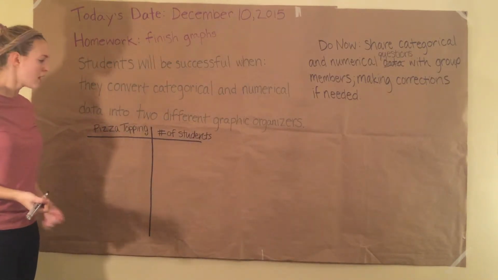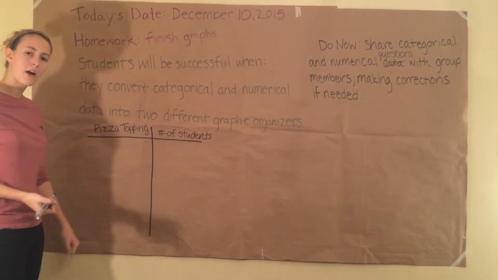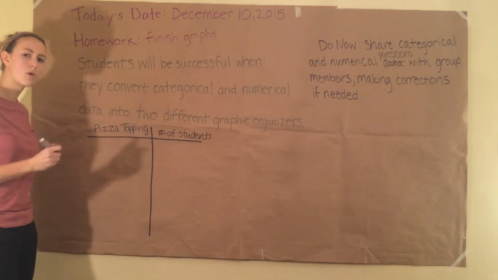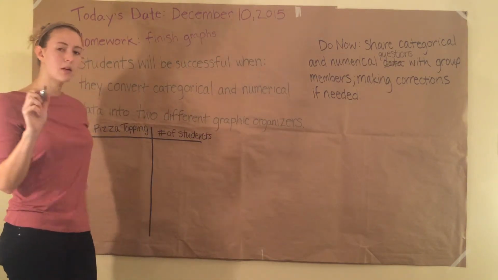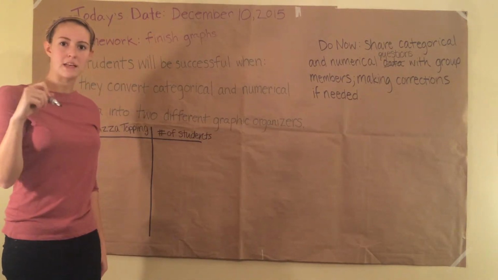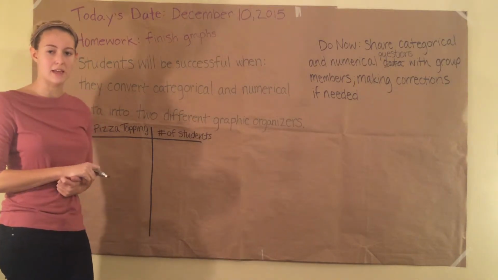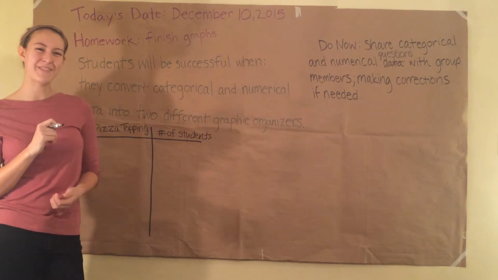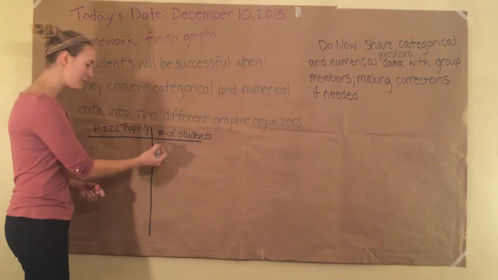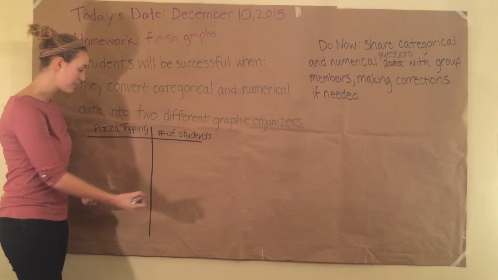Number of students. And on this side, how do you guys think we're going to record these numbers? Are we just going to write 1 or 2 people? How are we going to do that since it's an ongoing process of taking the numbers down? Tally marks. Very, very good. So we're going to be using tallies over here.